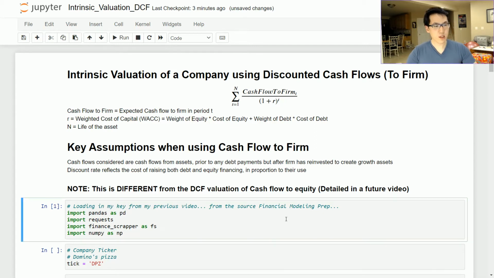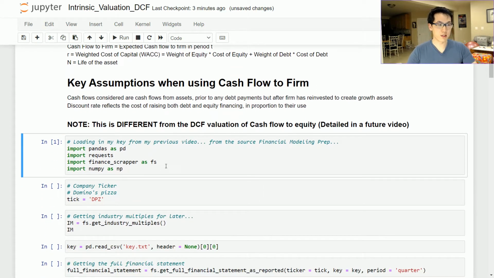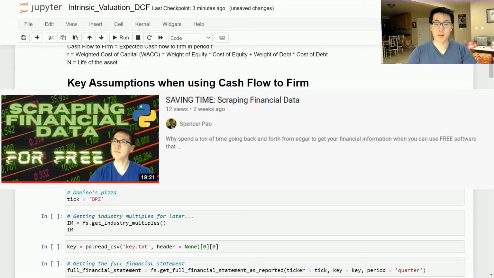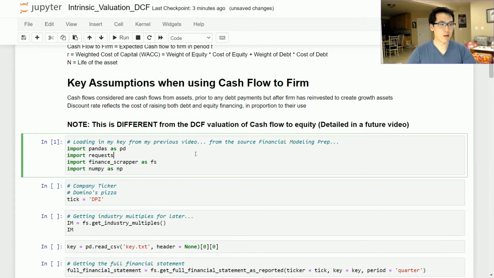So first things first, in the previous video, I created a finance scraper that scrapes free financial data from financialmodelingprep.com. I'm not sponsored. I just think that this is a great use of this free financial data. So if you haven't checked out how to scrape your financial data, make sure you do check that out. That's just where I get all of my data from.